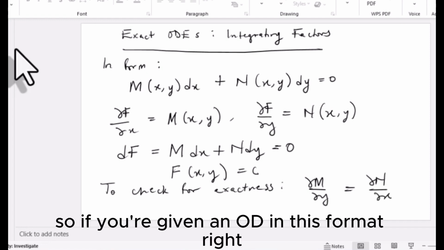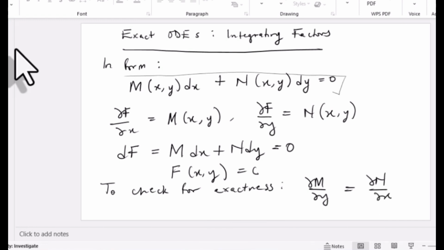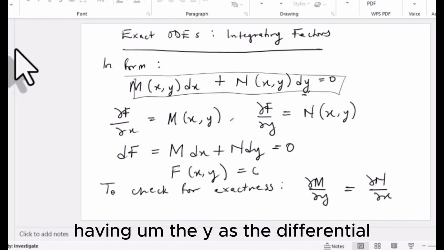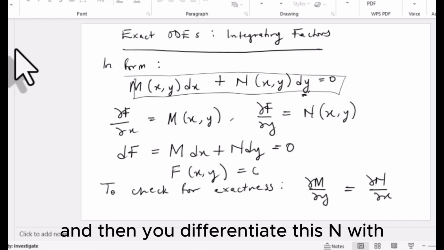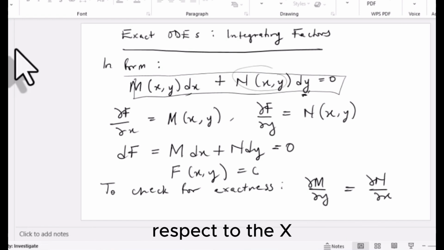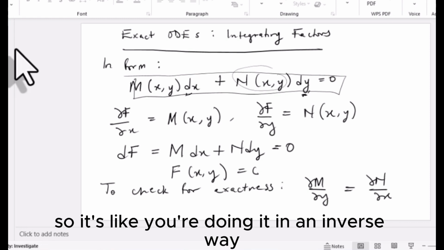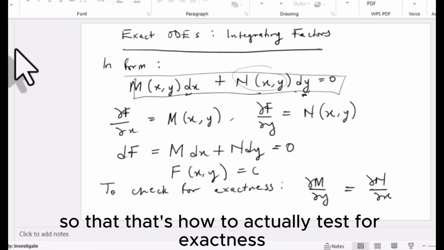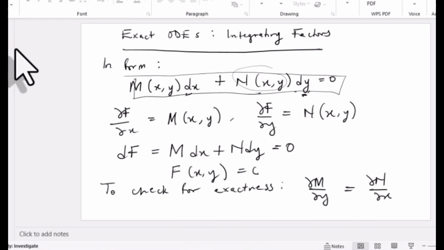So if you're given an ODE in this format, what you just need to do is differentiate this M with respect to y, and then you differentiate this N with respect to x. It's like you're doing it in an inverse way. So you have your dM/dy, then dN/dx. So that's how to actually test for exactness.